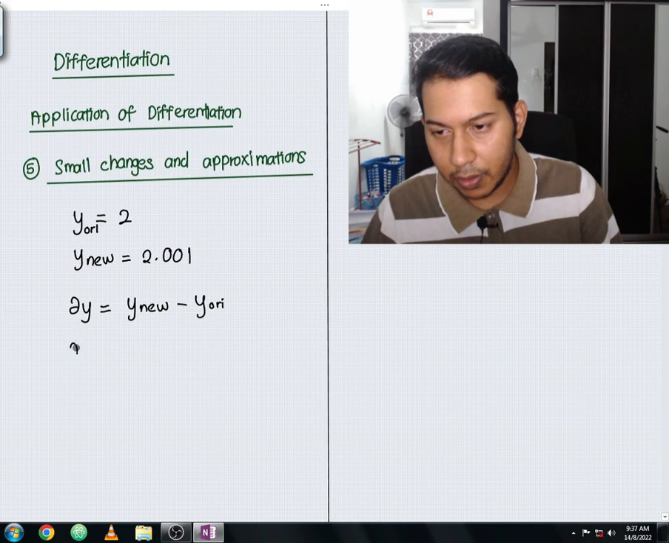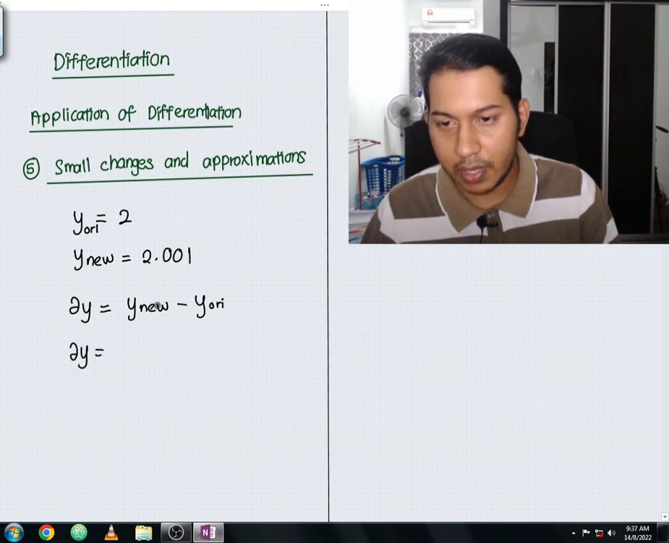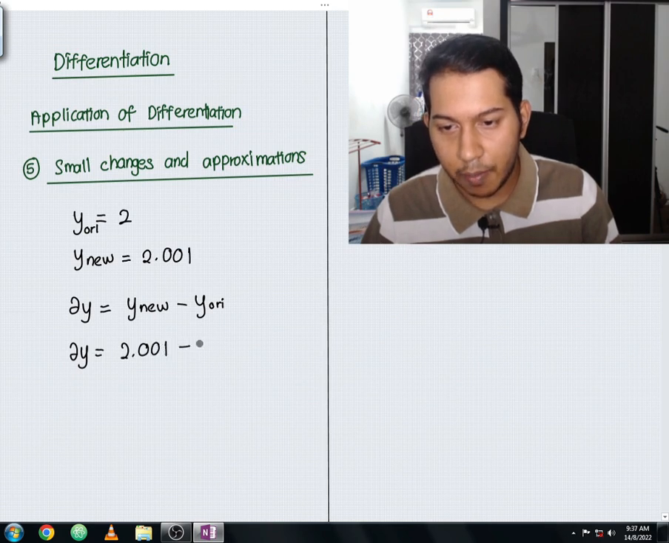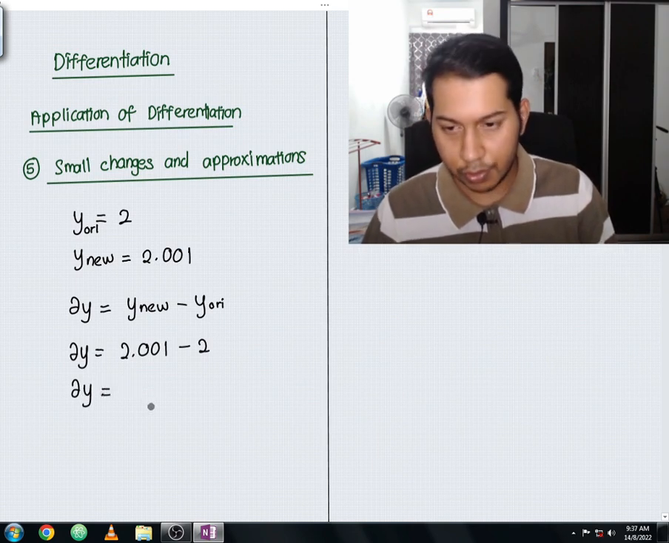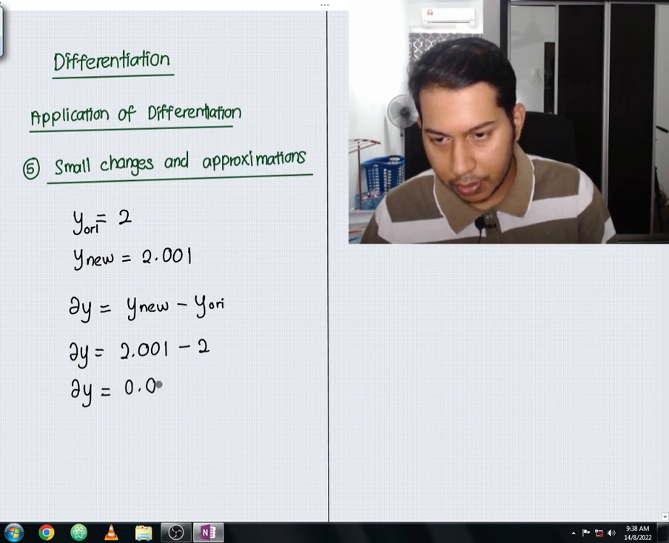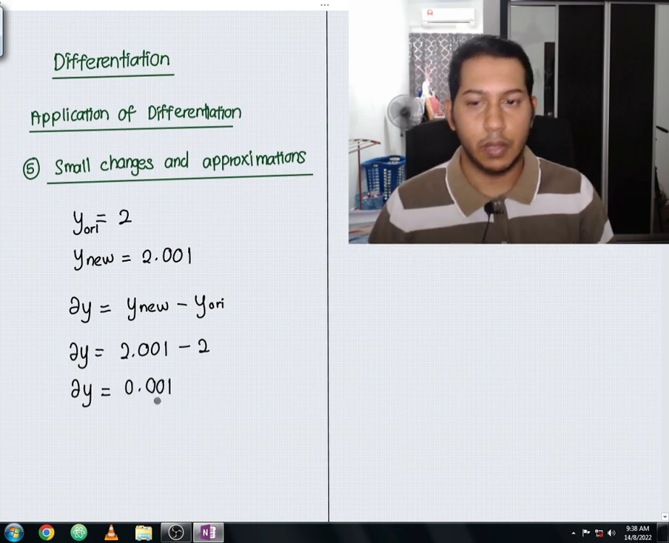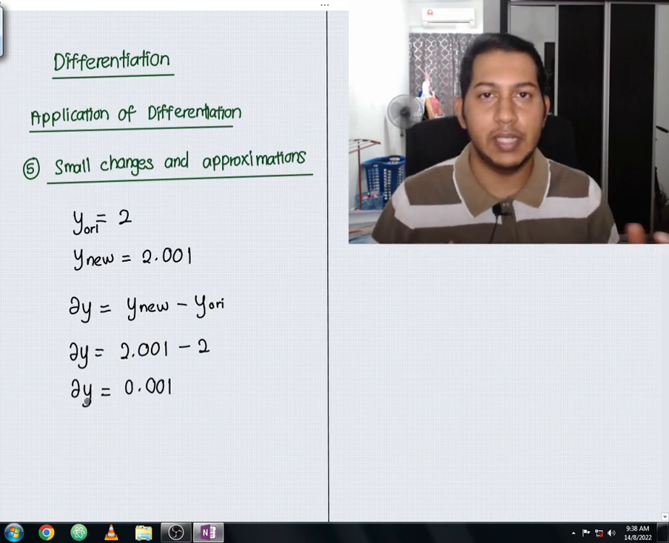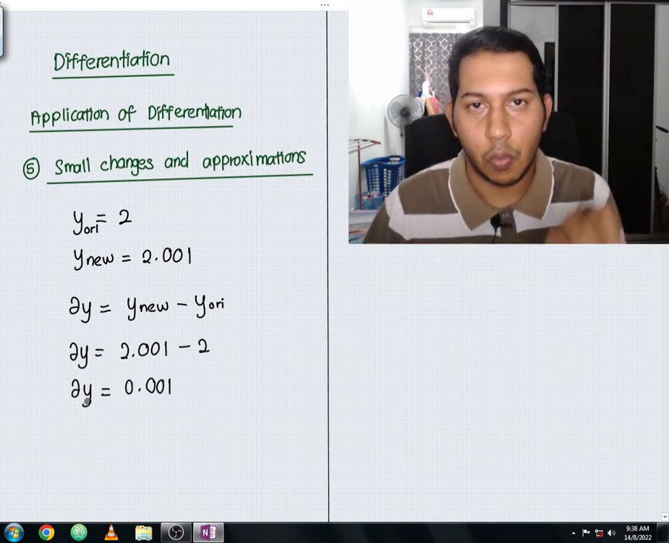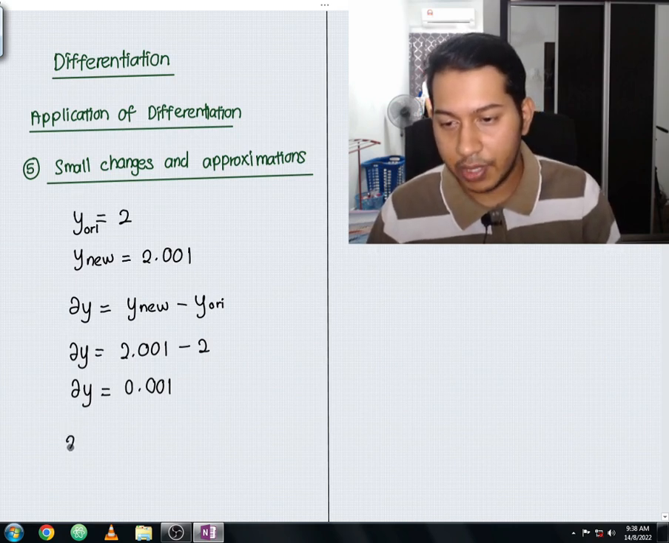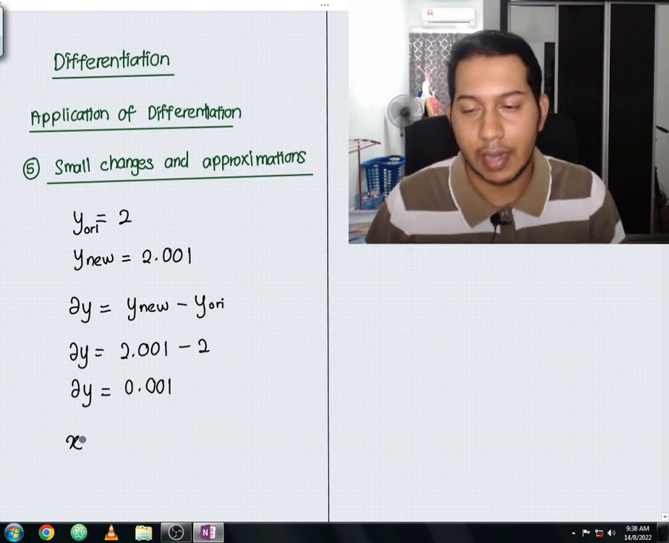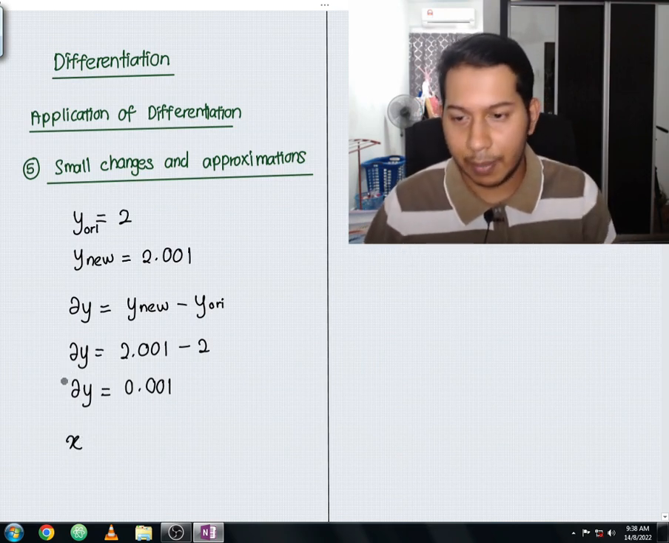So delta y equals 2.001 minus 2, which gives delta y equals 0.001. So delta y represents the small change in y. If you have small changes in y, you can also have small changes in x. Let me show you one more example.